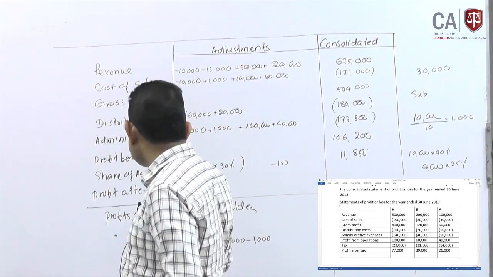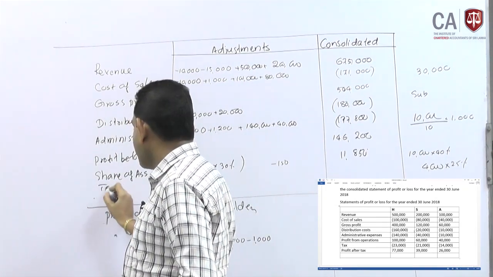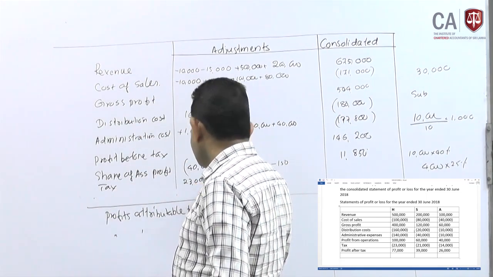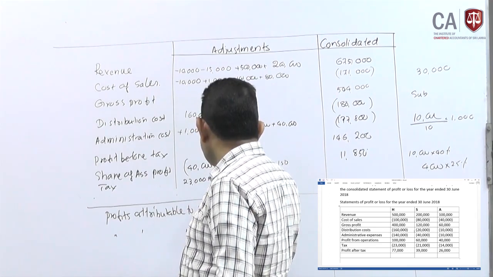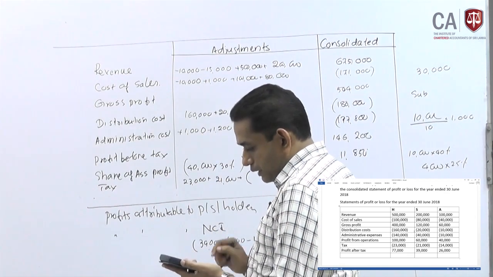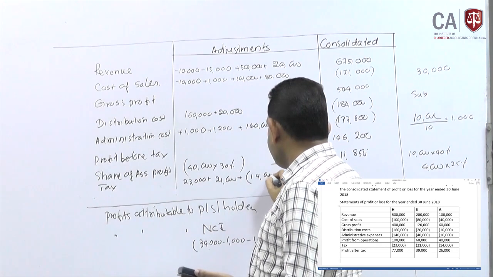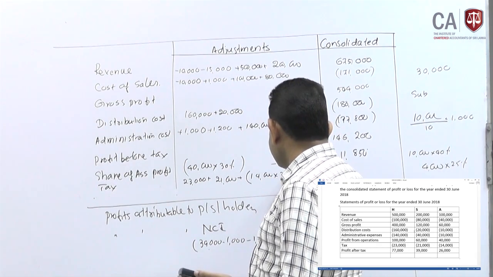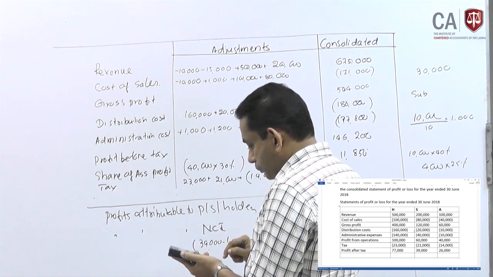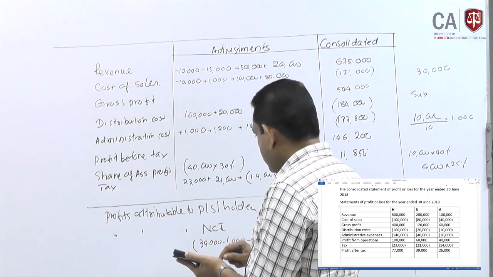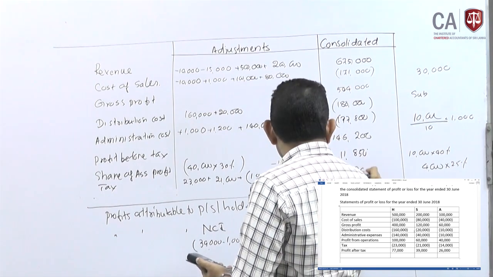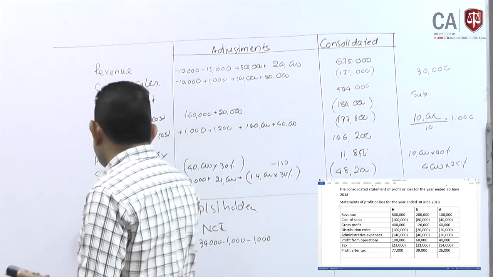And then we will recognize taxation here. Tax has to come: 23,000 plus 21,000 plus the share of taxation from the associate company, that is 14,000 into 30%. 14,000 into 30% plus 21,000 plus 23,000, 48,200. We will take the profit after tax.